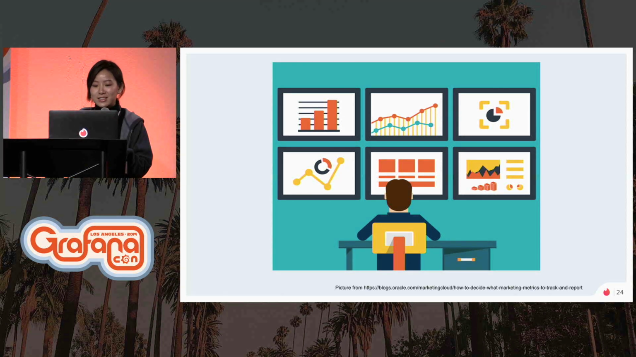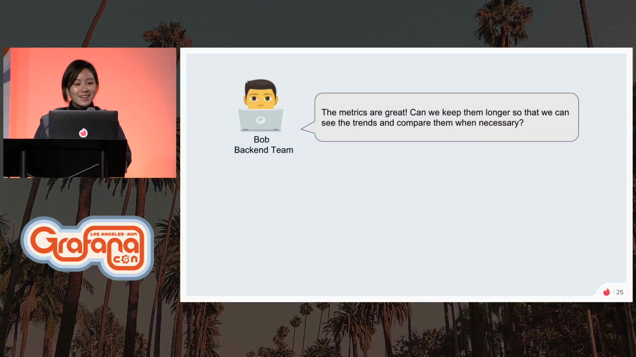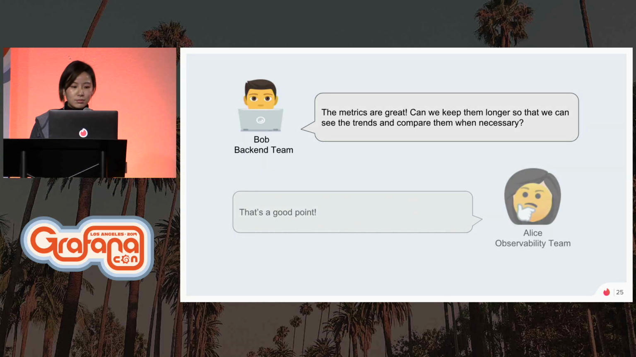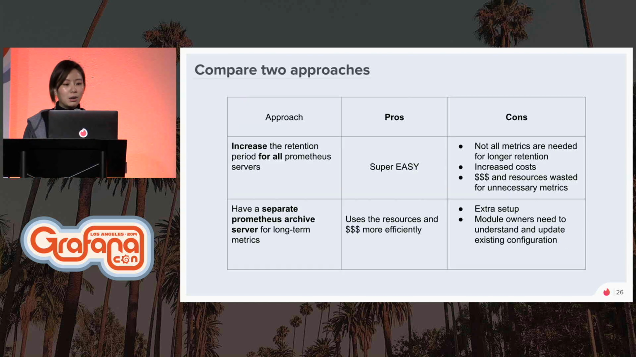And the developers will have those stable metrics every day. But the backend team wants to have the metrics for a longer time. Currently, we were only keeping those metrics for several days for each individual service, but they still want to check some historical metrics for some important data. So Alice proposed two options to solve this problem.